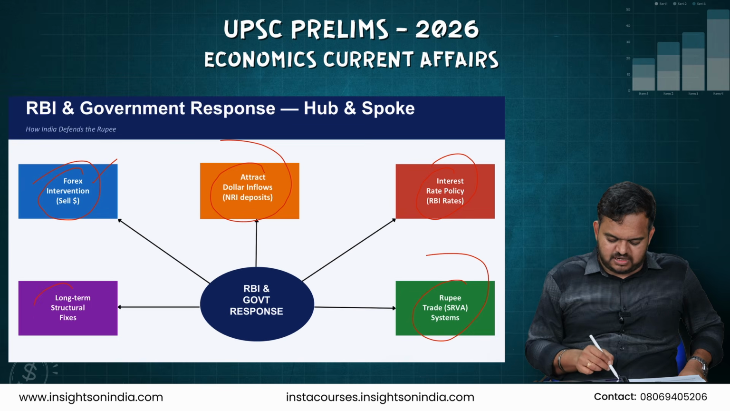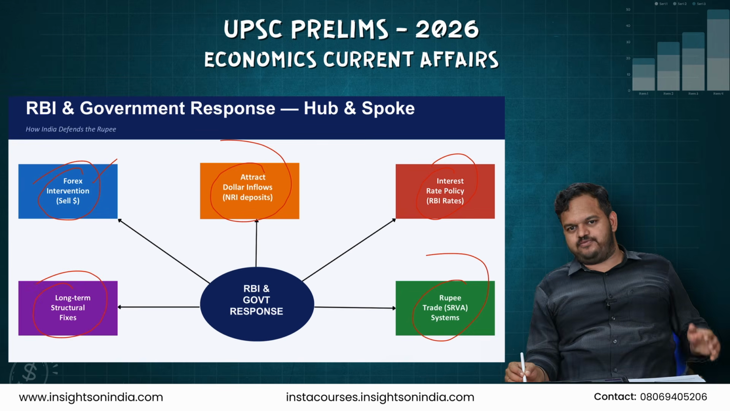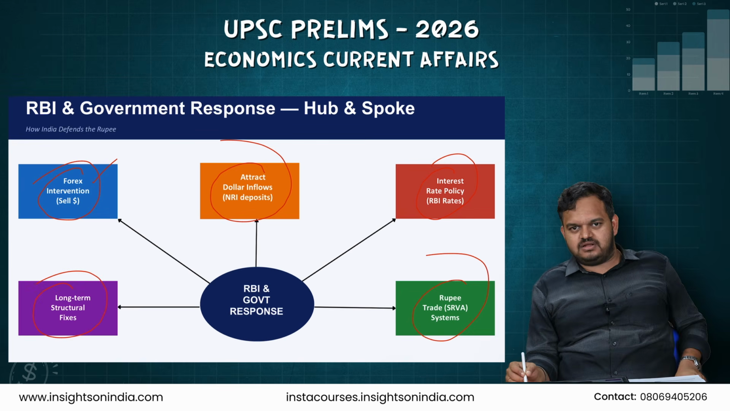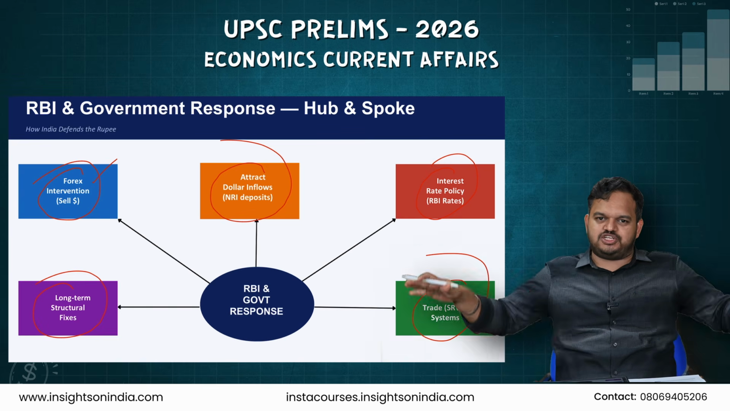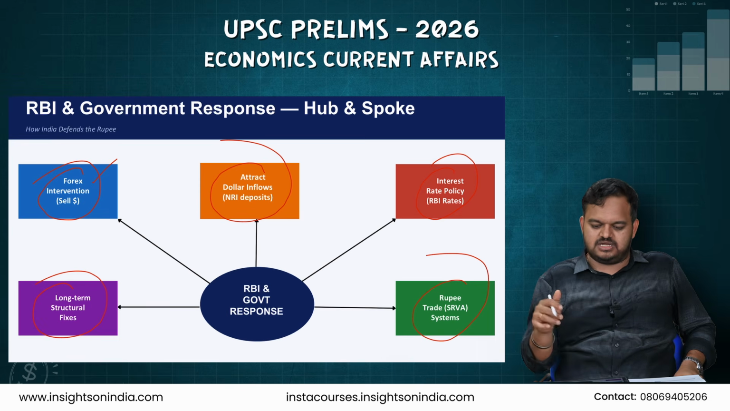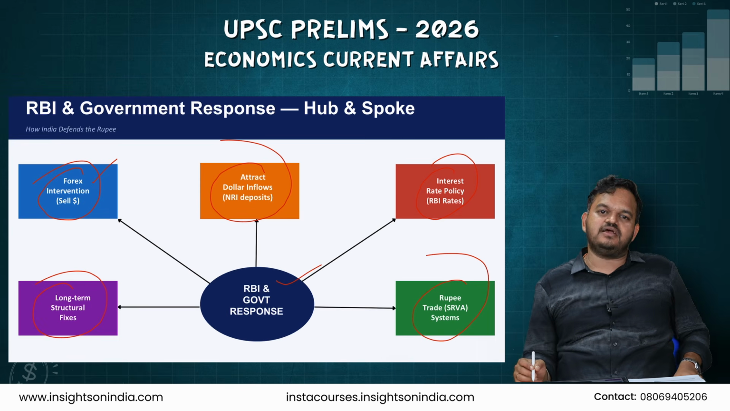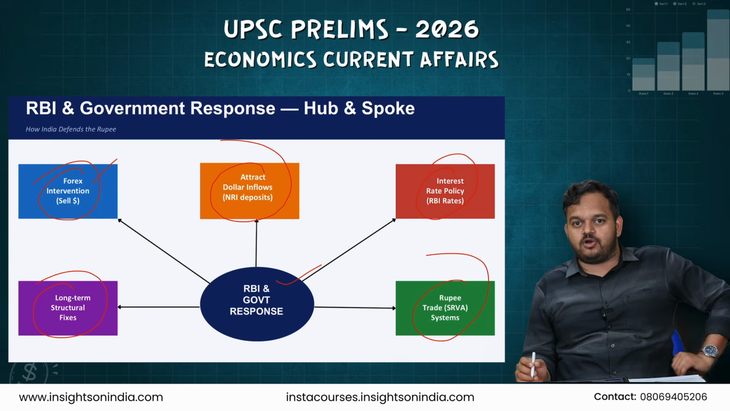And long-term structural fixes. Long-term fixes, that means we want to become self-reliant, less import dependent, diversifying our supply chain. All these things are long-term structural reforms. Those are all the measures taken by RBI and central government to control the falling of rupee, right?